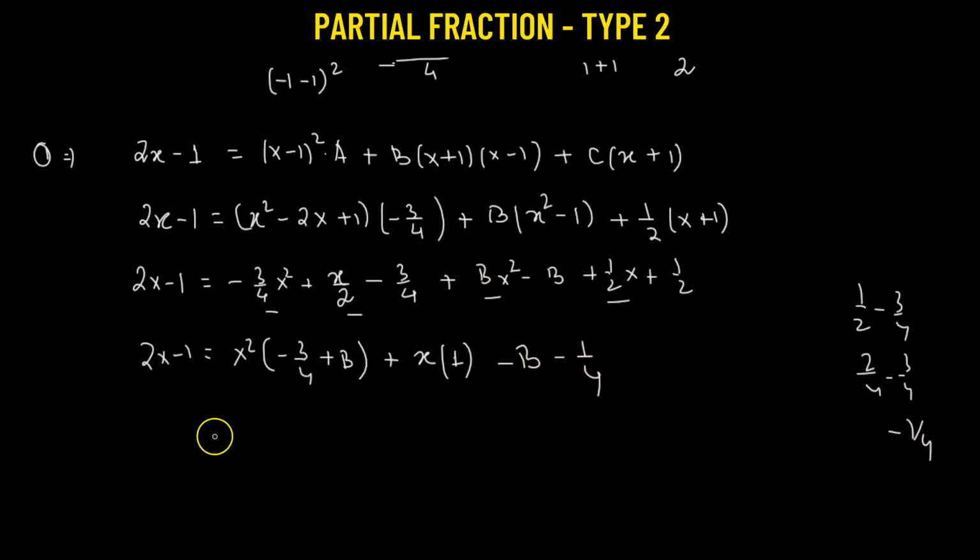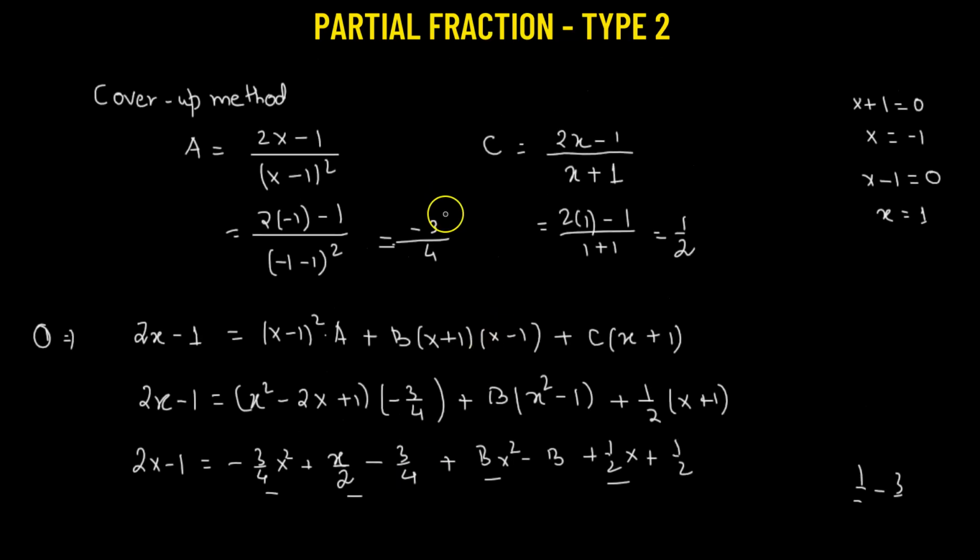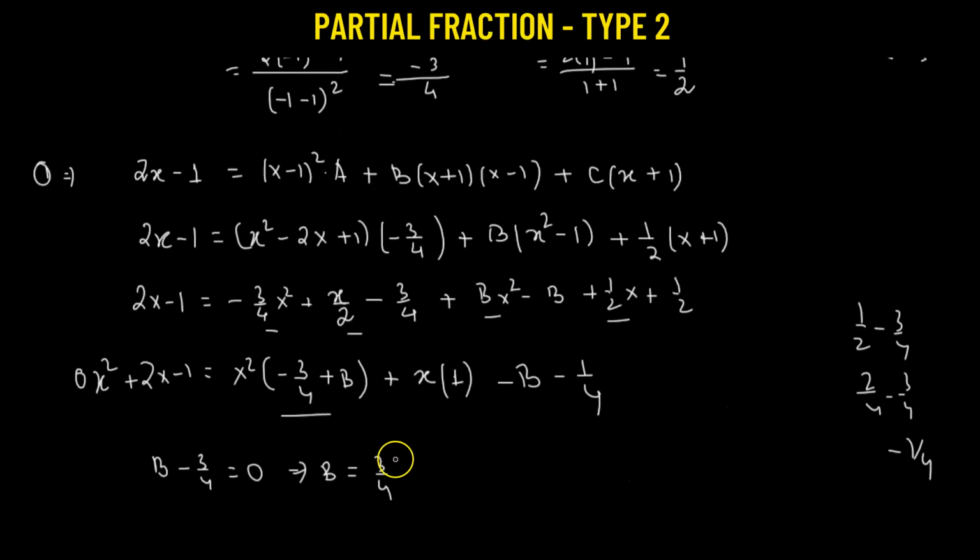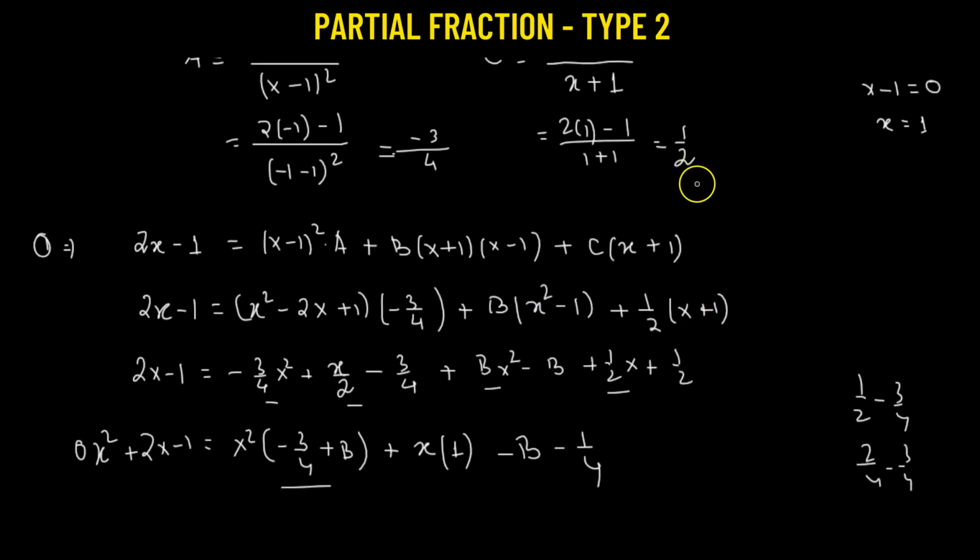Now what we can do, we can compare both sides. We have the coefficient of x squared, which is b minus 3 over 4 on the right hand side. But on the left hand side, we do not have any coefficient of x squared. So that's simply 0 times x squared. That means this value will be equal to 0. So immediately we can conclude that b value will be 3 over 4. Hence we have successfully obtained the value of a, b and c. A came out to be negative 3 over 4, b is positive 3 over 4, and c is half.